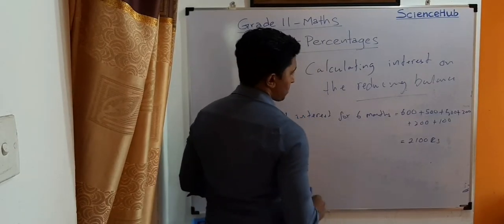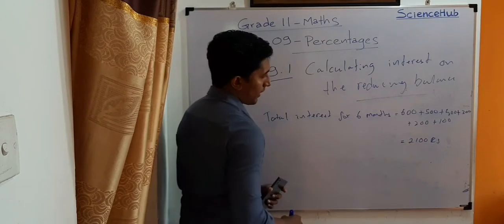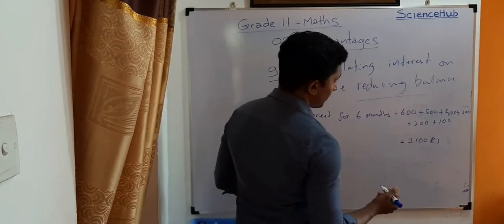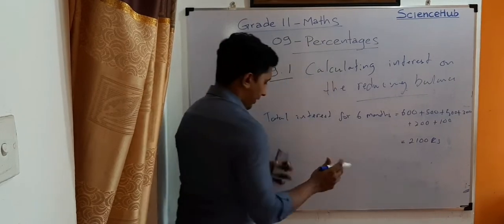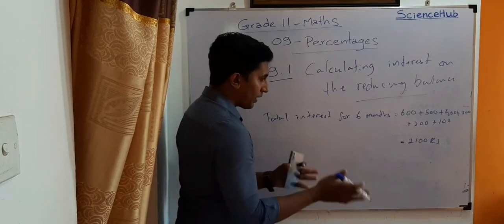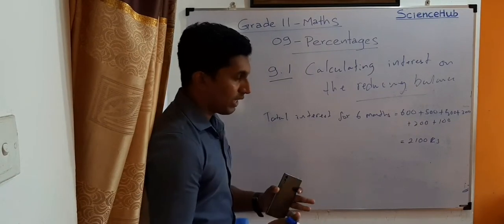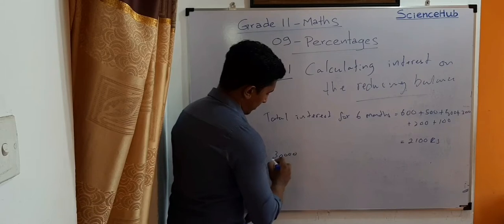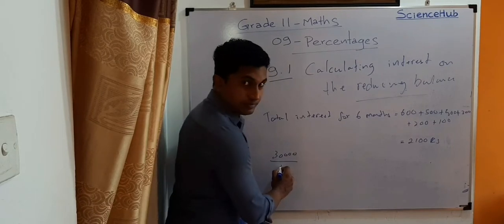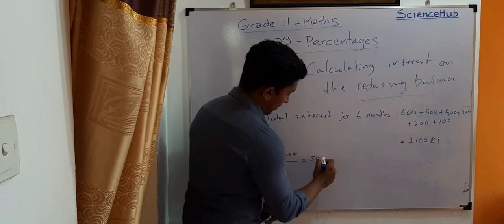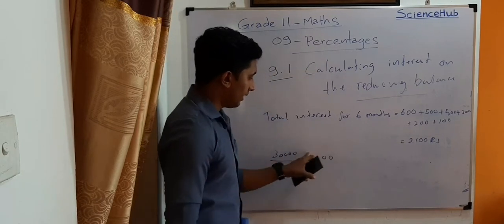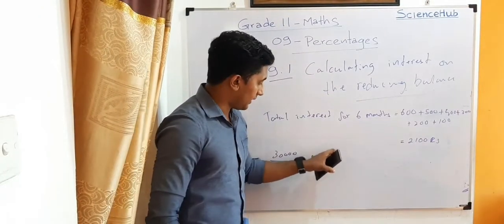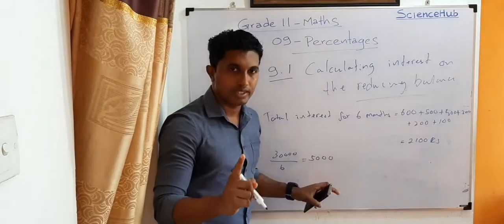What is the interest for the 1 month? What is the installment value without interest for the 1 month? It's 30,000 over 6, which equals 5,000. This is the installment for 1 month without interest.